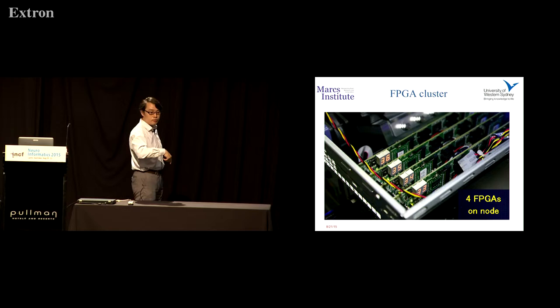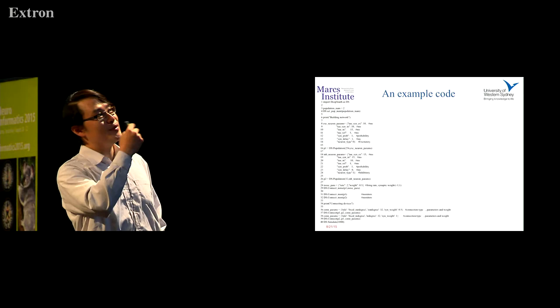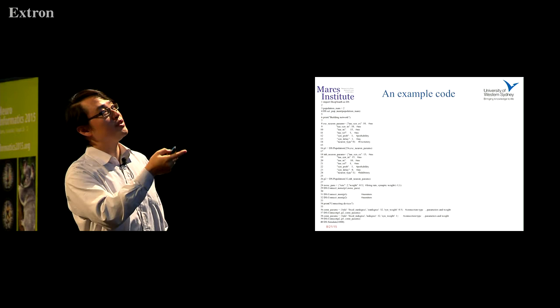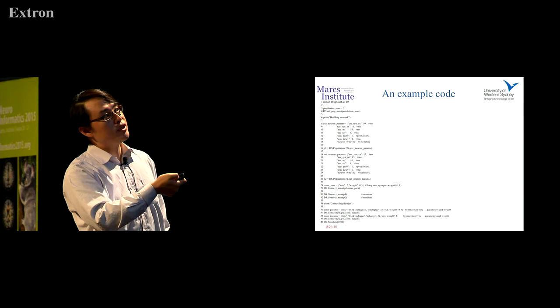This is one example code. I think it's pretty much like the Brian code, but it's compatible with Python. You import the library from DeepSouth, and then you define the neural parameters, and then use the population. This one is counted in 256 neurons.